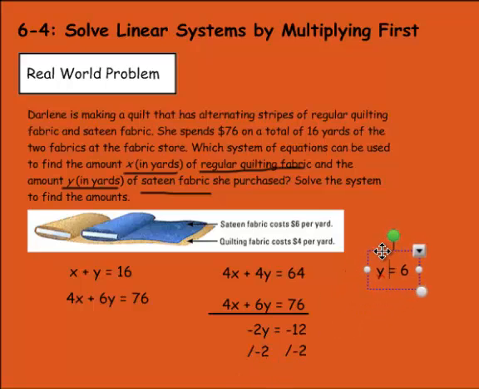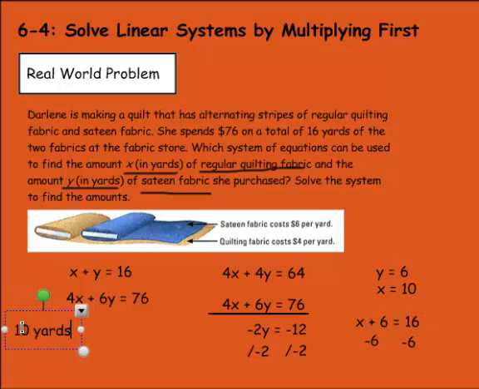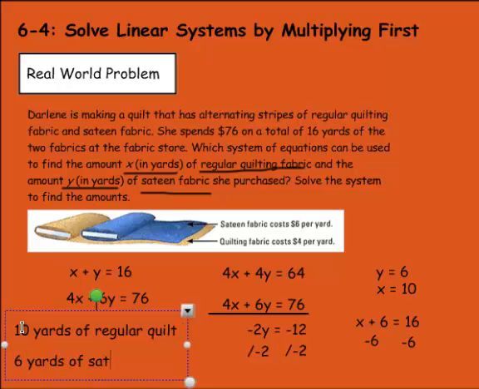Now let's find out how much of the regular amount she did. So I know that x plus y equals 16. If y is 6, I can then do x plus 6 equals 16. Subtract the 6 from both sides. So x would equal 10. So that'd be 10 total yards of regular quilting cloth. So if we're going to write that out in words, we'll say 10 yards of regular quilt and then 6 yards of sateen quilt.